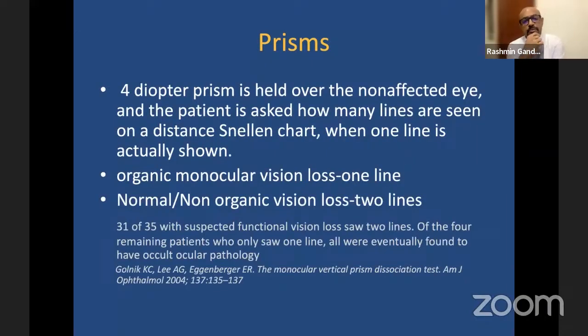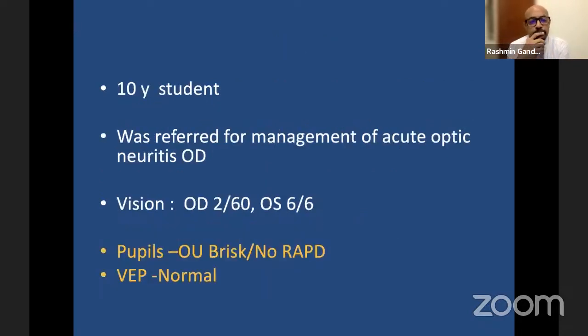Or a 4 diopter prism held over the non-affected eye, and ask the patient to read the lines on the Snellen's. In organic monocular vision loss, the patient will see only one line, but in a non-organic vision loss, as in somebody who has a normal eye, they will be seeing 2 lines.